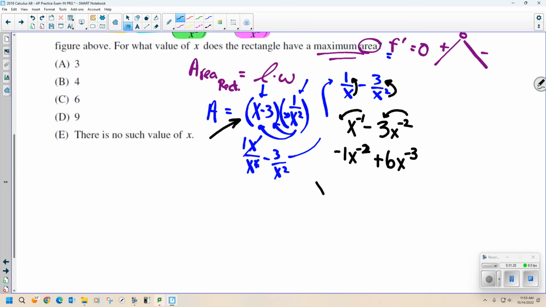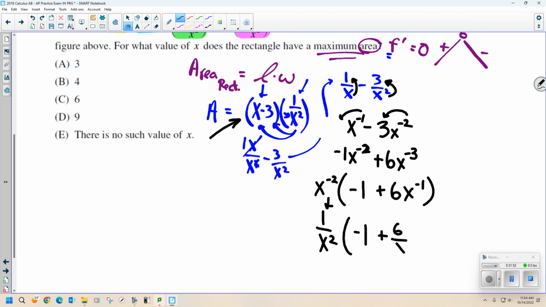Let's take out an x to the negative 2. That leaves me negative 1, okay? And this ends up being plus 6x to the negative 1. All right, that's my derivative. And let's clean it up. If I'm going to have to put in numbers, I'm going to have to set this equal to 0. I'm going to have to see where it's positive or negative. I'm going to make this 1 over x squared. And then we have negative 1 plus 6 over x.